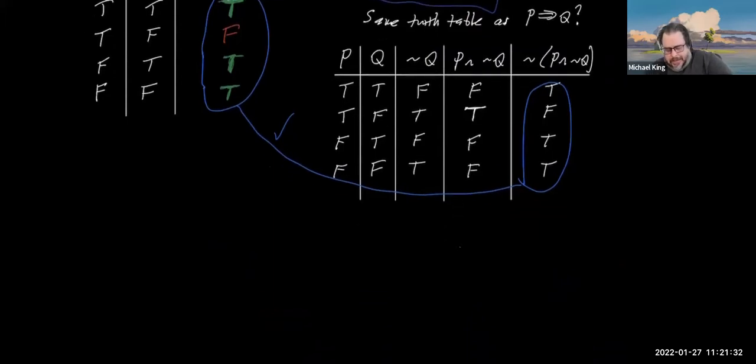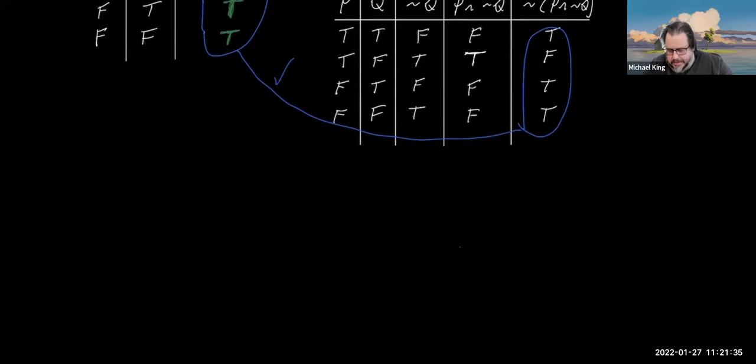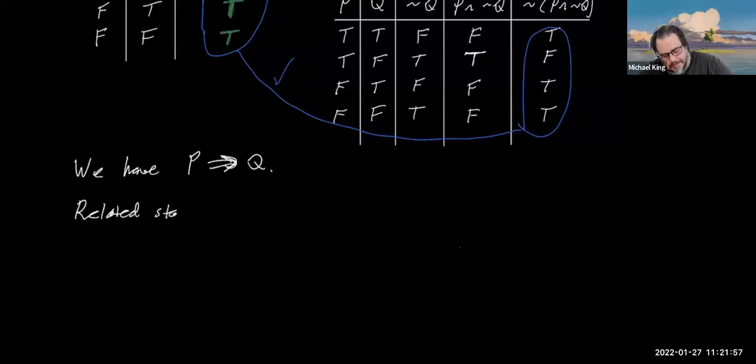So contrapositive, this is just an important concept. Well, so we have P implies Q. Now that's kind of like one of our basic logical connectors. There's some other related statements. There's what's called the converse, which is when you just flip. You say Q implies P.